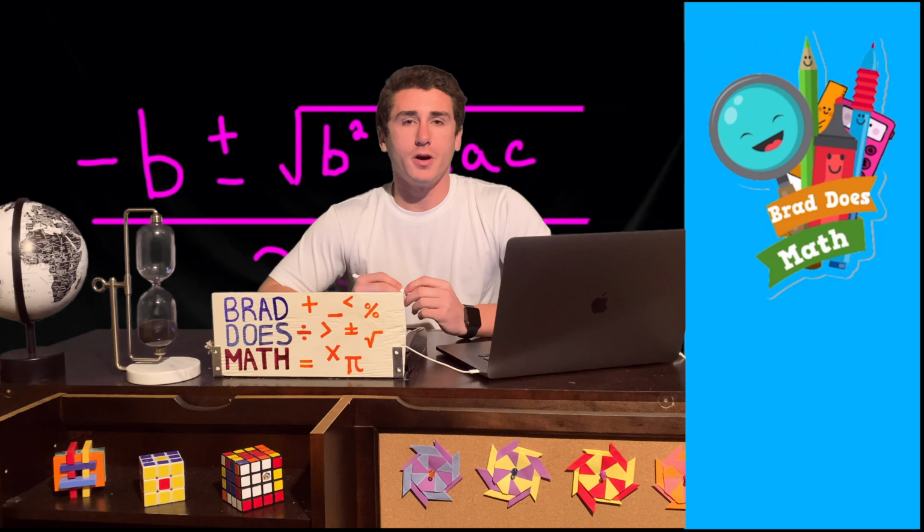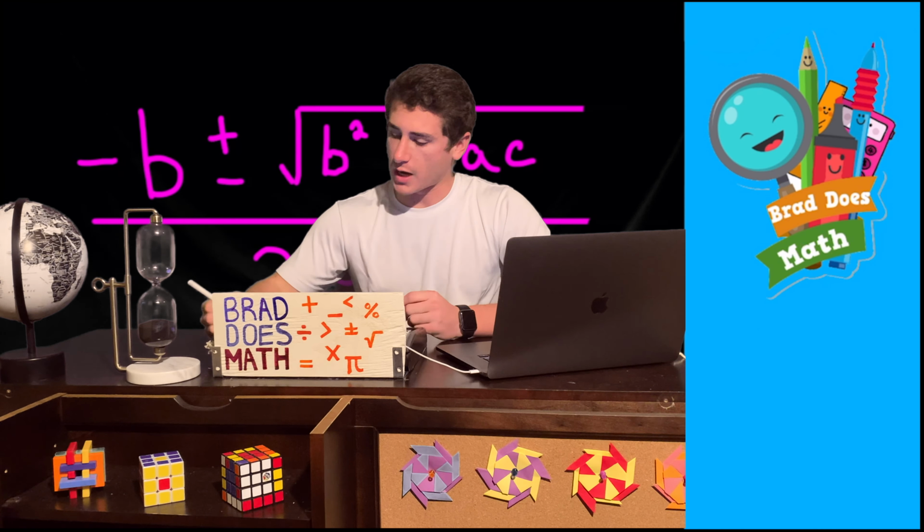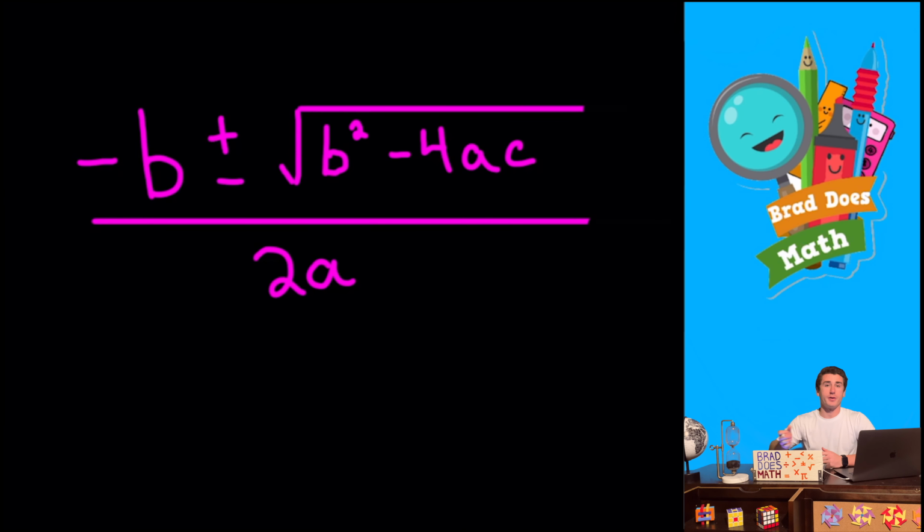In this fundamentals video, we're going to be talking everything quadratic formula related. So let's hop right into it. Here you go. Here's the quadratic formula: opposite of b plus or minus the square root of b squared minus 4ac all over 2a.